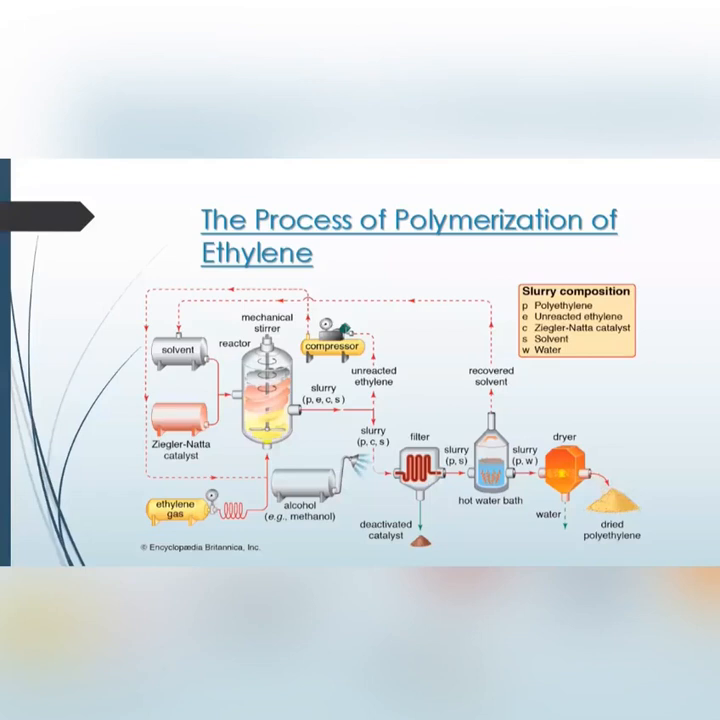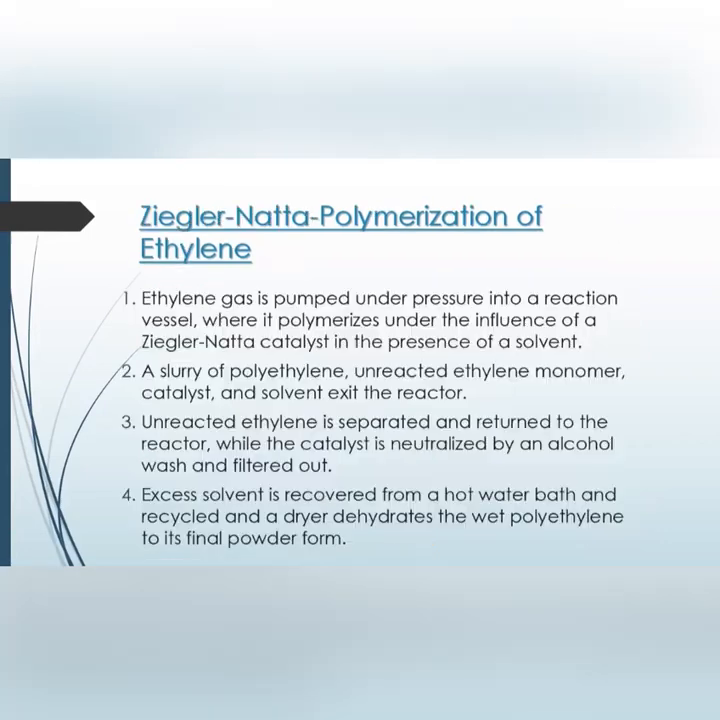Hi there, I'm Azia. Now I'm going to continue the slide. The next slide is about the process of polymerization of ethylene. For your information, this process is called Ziegler-Natta polymerization because it is conducted by adding the Ziegler-Natta catalyst. It all starts from pumping the ethylene gas under pressure into a reaction vessel, where it polymerizes under the influence of a Ziegler-Natta catalyst in the presence of a solvent.